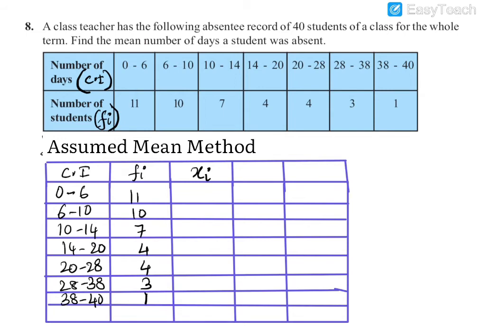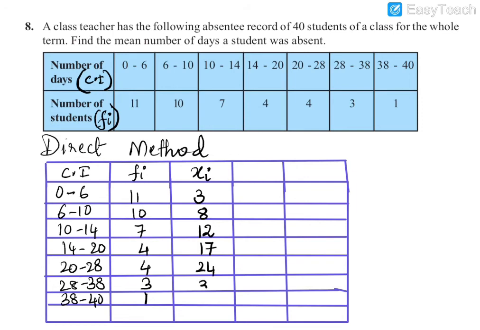So the class mark for the first class interval will be 3. Now remember that here the class sizes are different, and hence the differences between consecutive class marks are going to be different. Class mark of class interval 6 to 10 will be 8. The next class mark will be 12, then 17, 24, 33 and 39.